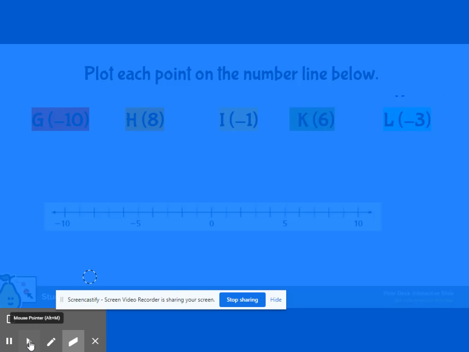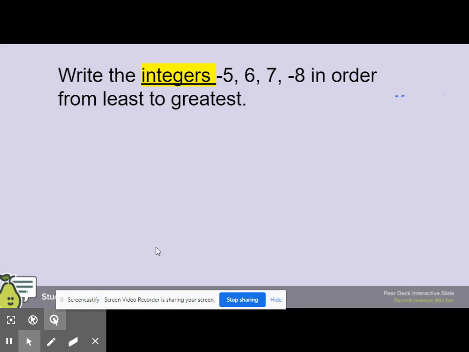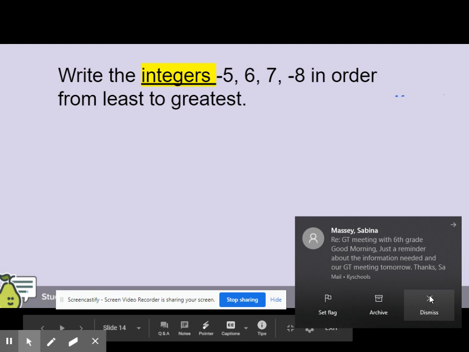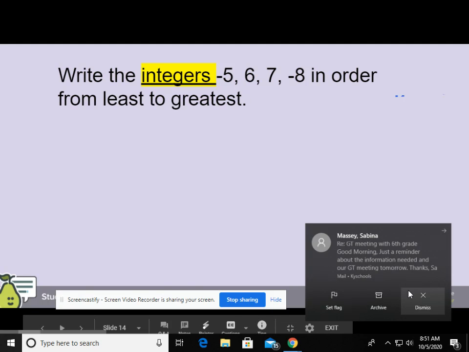Okay, let's try another one. Writing these in order from least to greatest. I want you to pause your computer or your video and see if you can put these in order from least to greatest.